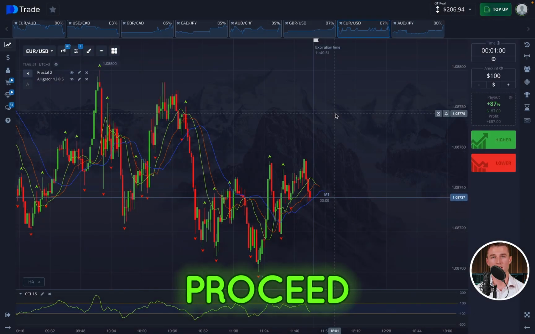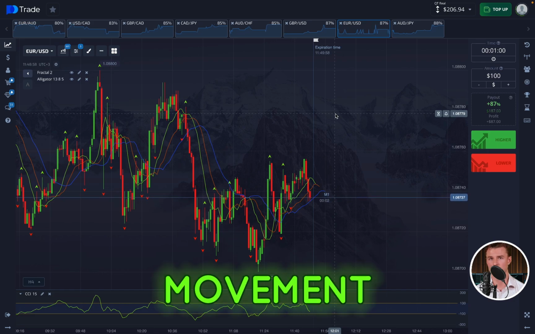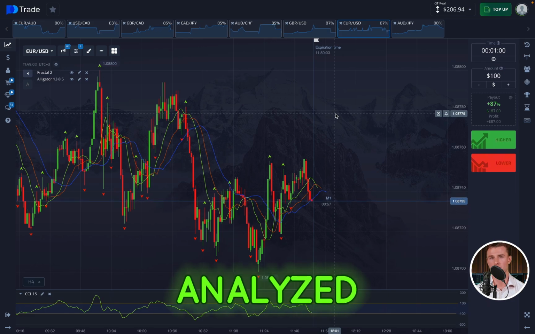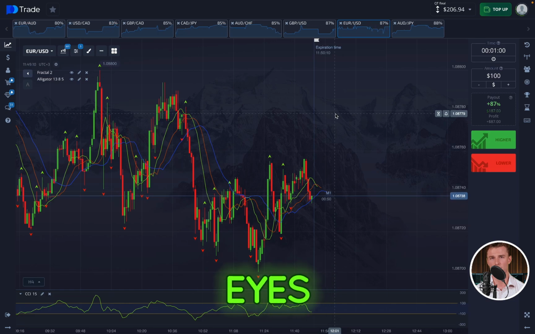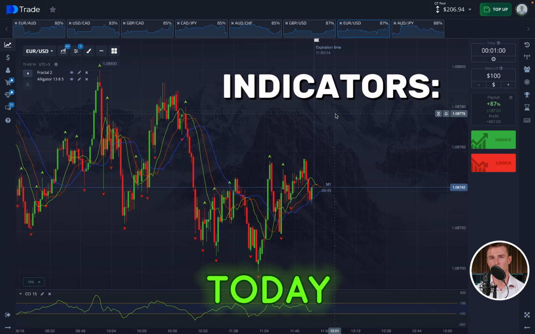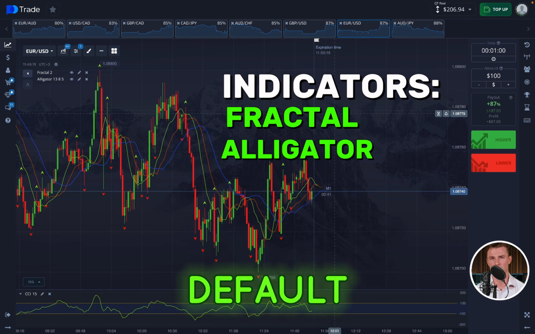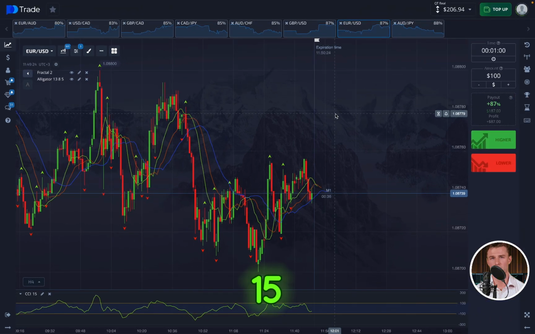So let's proceed to today's trade. All currency pairs with the most optimal character of movement and interest on payments. I have already analyzed and picked up this selection you can see in front of you with your own eyes. Let's take apart the following indicators for today. It will be Fractal and Alligator with absolutely default settings and CCI oscillator with period 15.